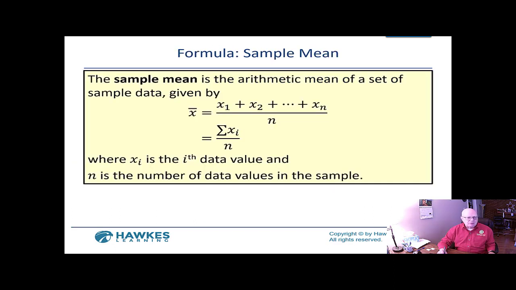Next, sample mean. Very simple, something you've been using for years. These represent the actual data items. This represents how many items you've got. Add those data items up, divide by the total, and you've got the sample mean.